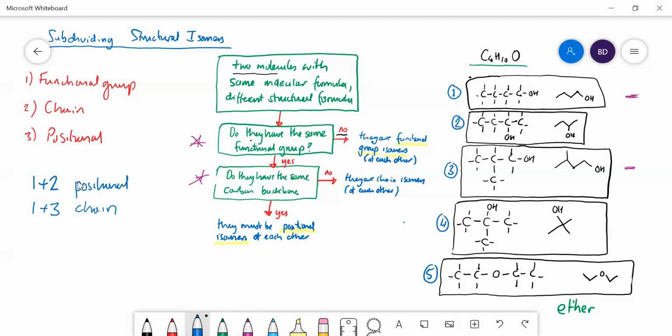Let's now have a quick look at numbers 1 and 5. Do they have the same functional group? No, they don't. Number 1 is an alcohol, whereas number 5 is the ether. So they are functional group isomers.